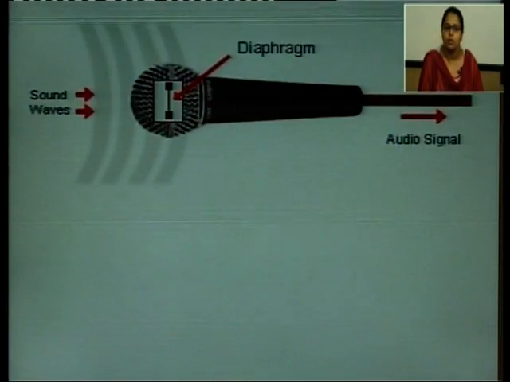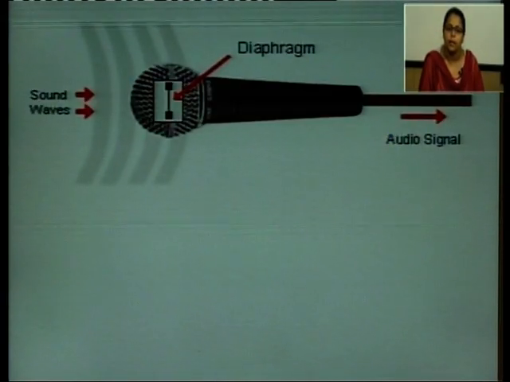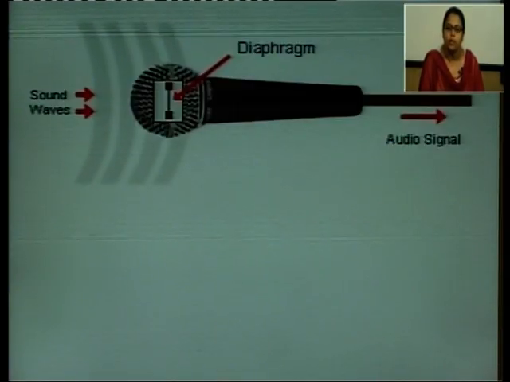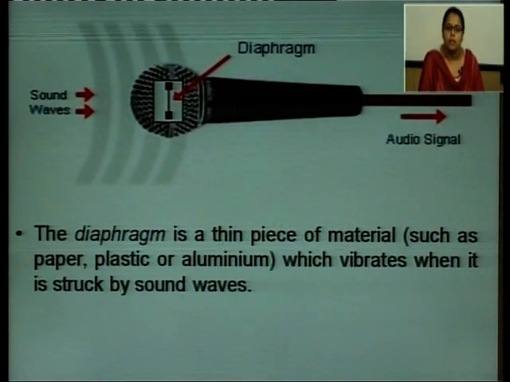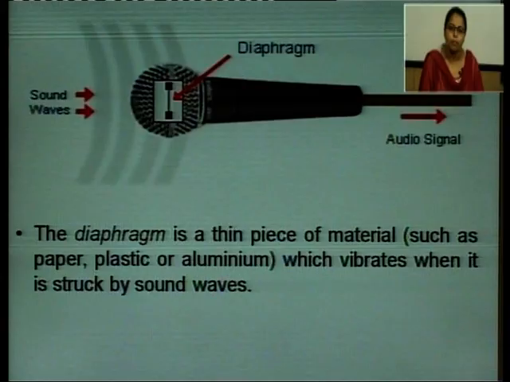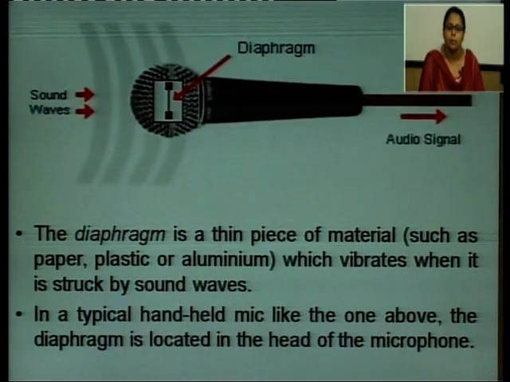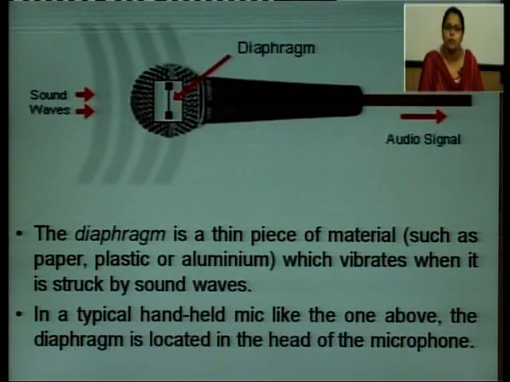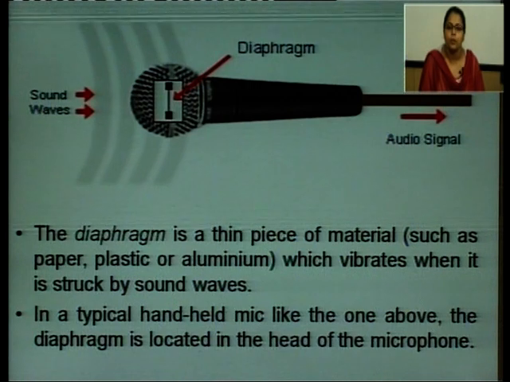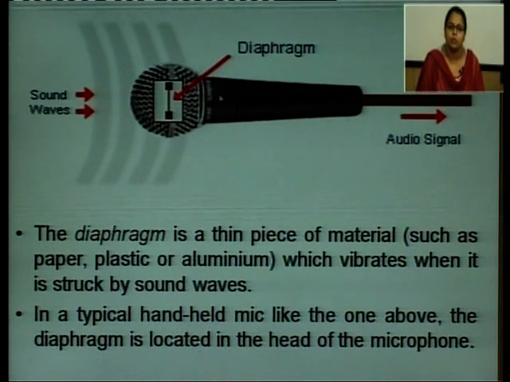This diagram shows a particular handheld mic, and how the sound waves are being converted into electrical signals. The diaphragm is a thin piece of material such as paper, plastic or aluminium, which vibrates when it is struck by sound waves and creates electric current. In a typical handheld mic like the one above, the diaphragm is located in the head of the microphone, as you can see here.